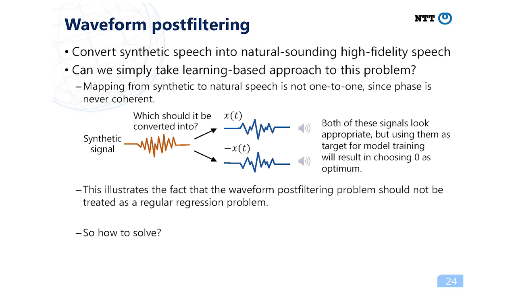If we have a synthetic speech, there are multiple possibilities for the target signal. For example, if x(t) is appropriate, then minus x(t) will also be appropriate. But the difference is that the phase is different. But using these two signals as targets for model training will result in choosing zero as the optimum. So this illustrates the fact that the waveform post-filtering problem should not be treated as a regular regression problem. So how to solve it?